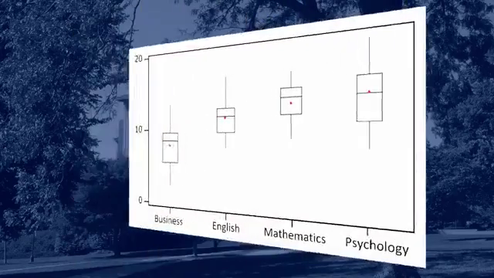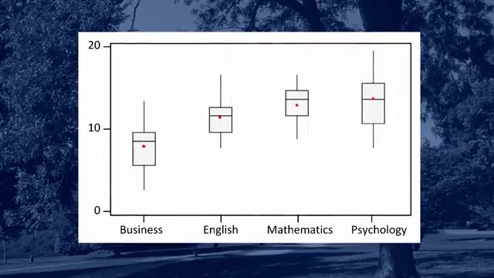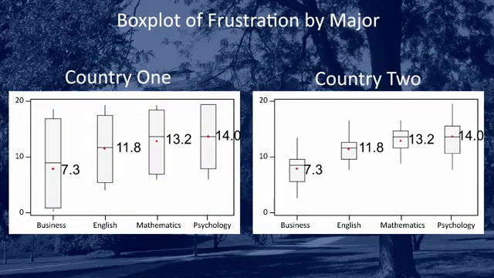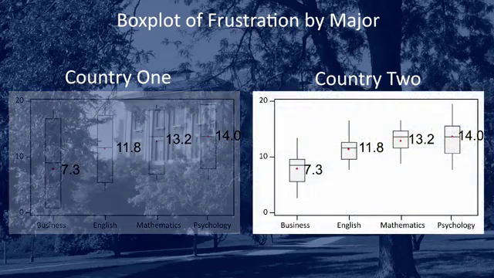That is, students in Country 1 and students in Country 2 both show data for 4 groups with the sample means of 7.3, 11.8, 13.2, and 14.0, indicated with red marks. The important difference between the two data sets is that the first represents data with a large amount of variation within each of the 4 groups. The second represents data with a small amount of variation within each of the 4 groups.